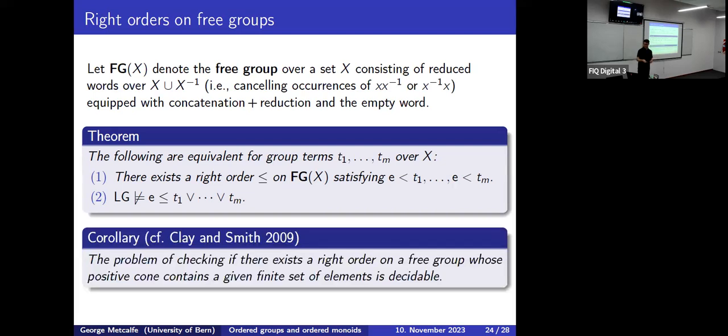In particular, the problem of checking if there exists a right order on a free group whose positive cone contains a given finite set of elements is decidable. So this follows from the correspondence and our previous result. But also going the other way, Clay and Smith proved in 2009 that this problem was decidable. So we could have used their result, or we can use their result, to get decidability for L groups. In fact, their method gives an alternative way of deciding equations in L groups.